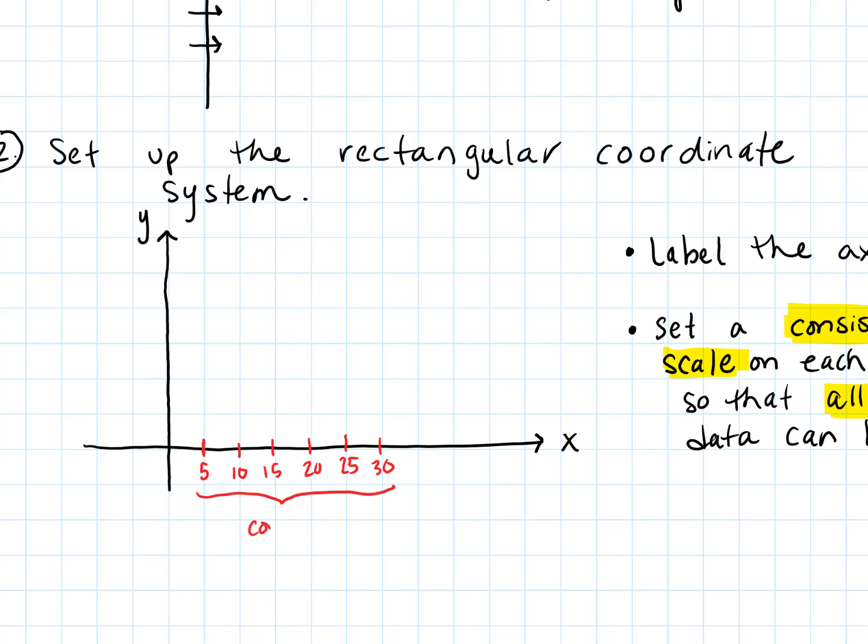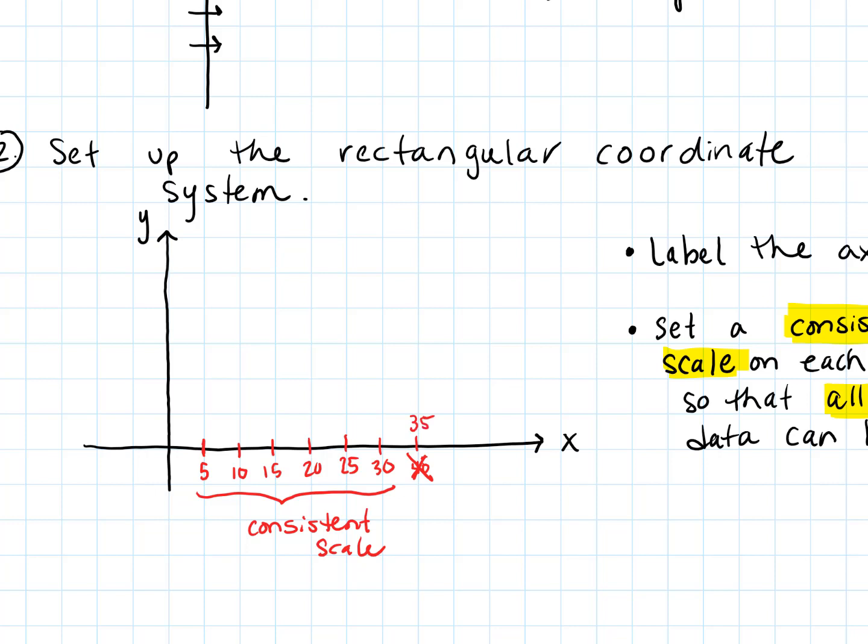Each tick mark represents the same amount within the axes. We can't all of a sudden go from 30 to the next line and say, okay, now this represents 40, because that means the tick mark has gone from representing 5 units to representing 10 units. So we cannot do that. This would have to be 35 if we were going up in a consistent scale.